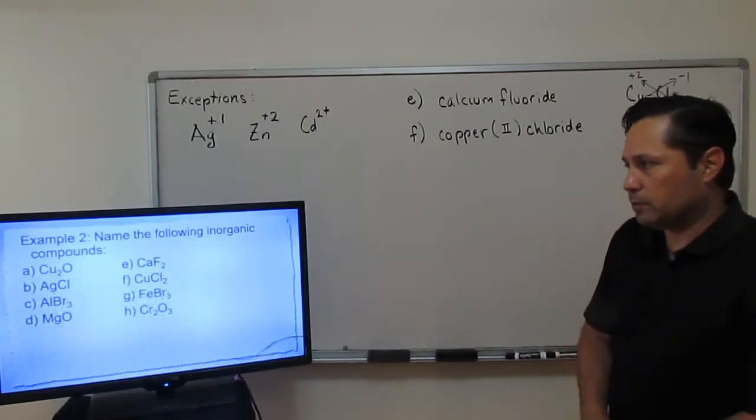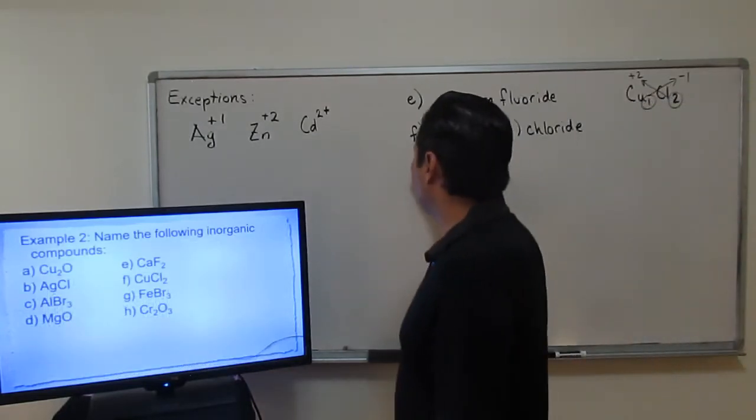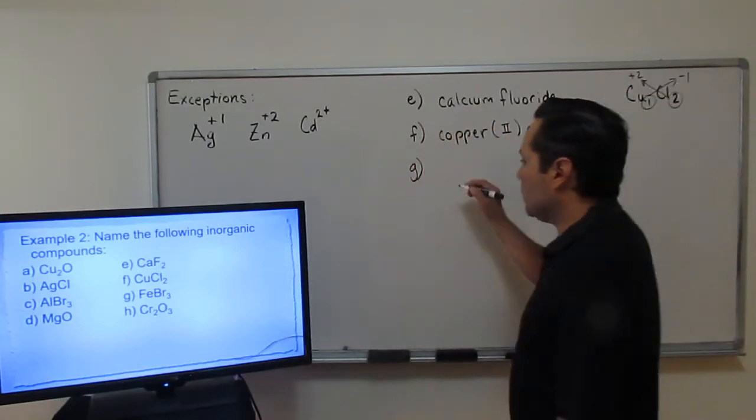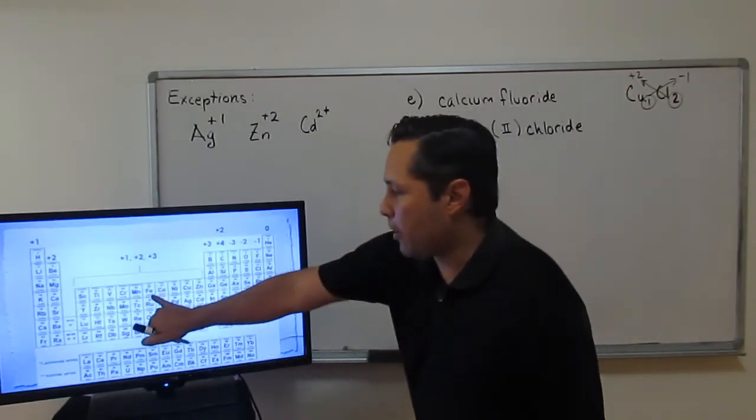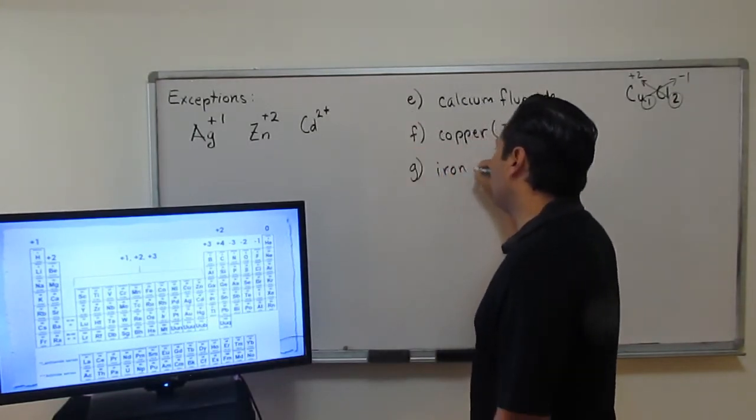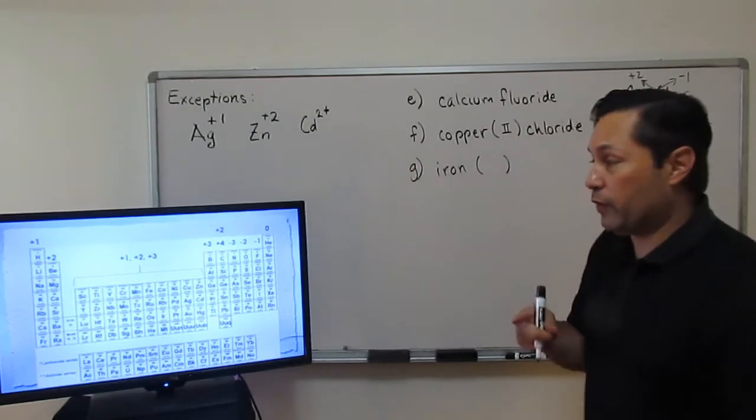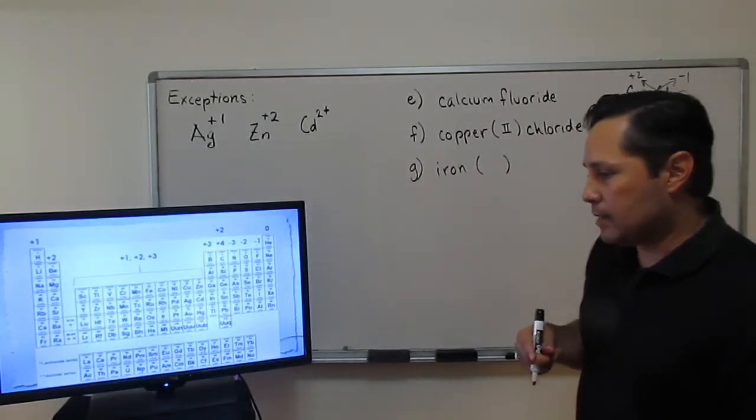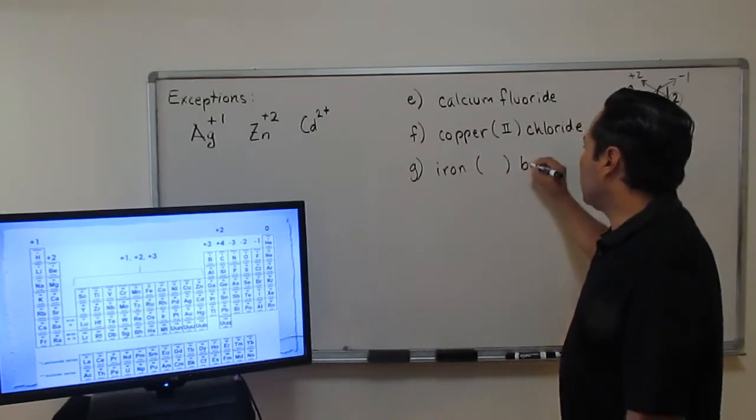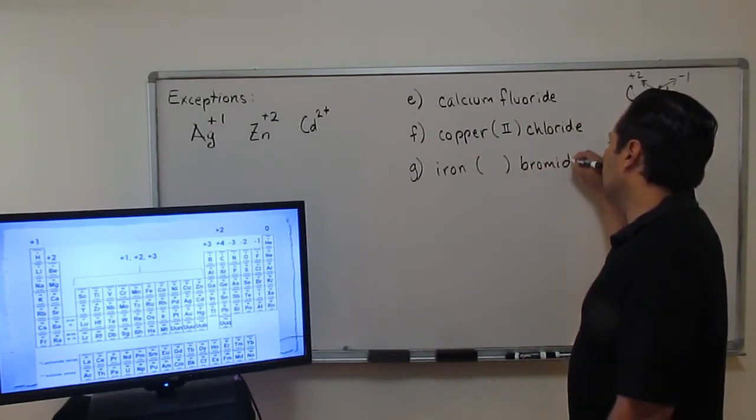Alright, let's continue. Letter G. FeBr3. Fe is iron. Iron could be a 1, a 2, or a 3. So I'm going to write it down. Iron, blank Roman numeral. We'll figure that out next. And it was Br, which is right here. It's a -1. That becomes bromide.